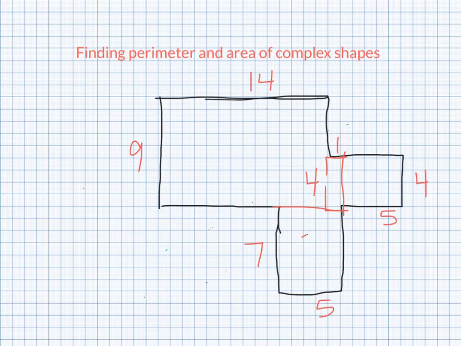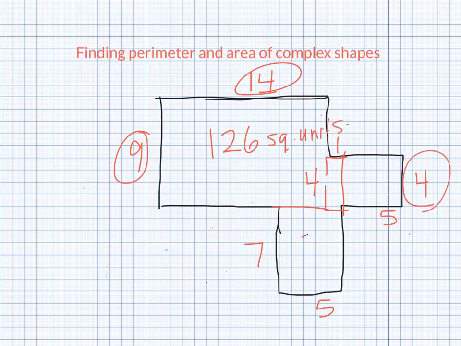Okay, I've now figured out the dimensions of each of my rectangles. This rectangle is a 9 by 14, so I would take 14 times 9 to find the area. 9 times 14 is 126, and we would label that square units because we're finding area. Our next shape is a 4 by 5 rectangle. 4 times 5 is 20. We're multiplying the length times the width and labeling it square units.